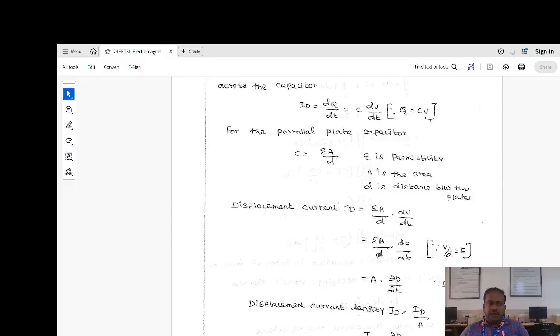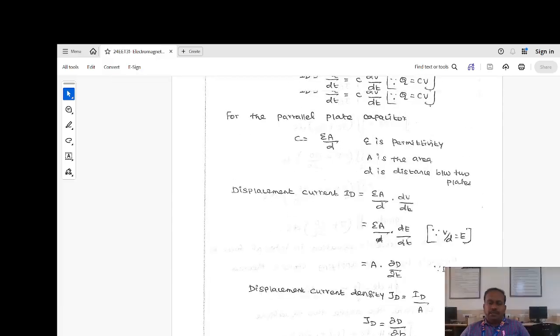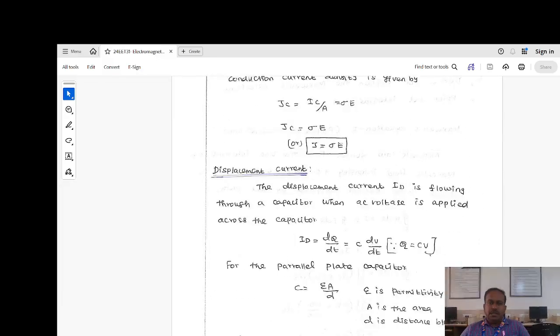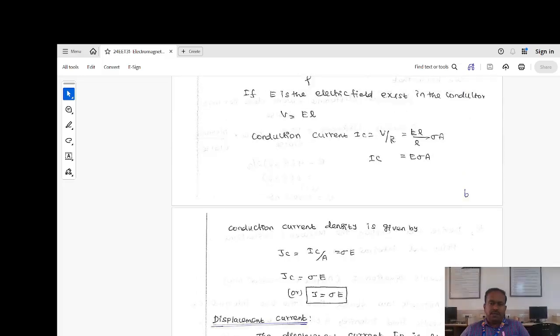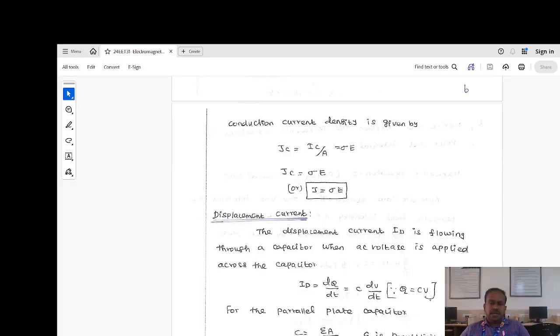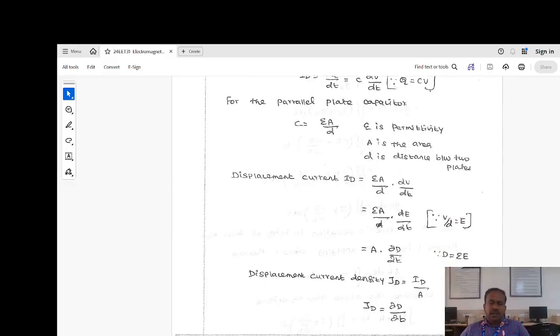Therefore the displacement current density JD is the total displacement current through the particular area. So JD equals ID by A, which is dou D by dou t. So these are the conduction current density and displacement current density. We use these formulas for the derivation. The conduction current density JC equals sigma into E, whereas the displacement current density JD equals dou D by dou t.